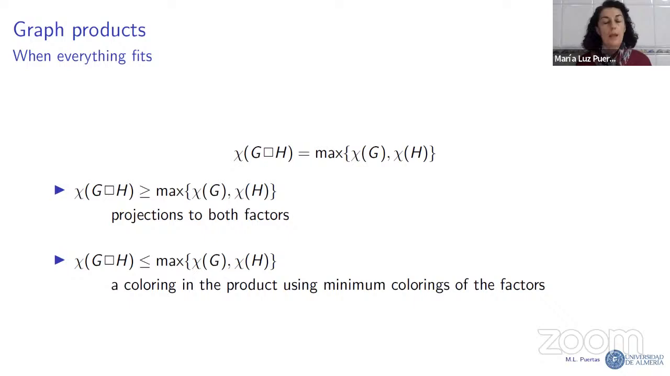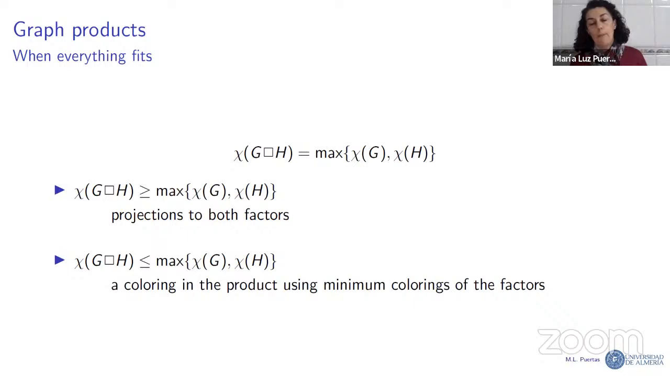On the one hand, for this inequality, the chromatic number of the Cartesian product is greater than or equal to the chromatic number of both factors. The proof is done by using the natural projections to both factors. And the other inequality can be obtained by constructing a coloring in the Cartesian product using minimum colorings of the factors. It's like going up and down from the factors to the Cartesian product, and coloring down produces coloring up, and coloring up produces coloring down. So everything fits.